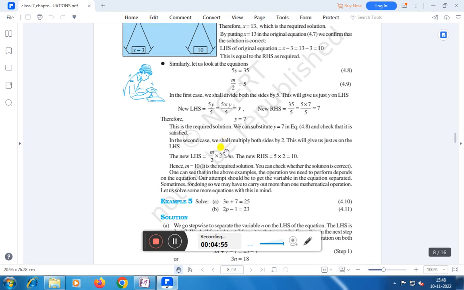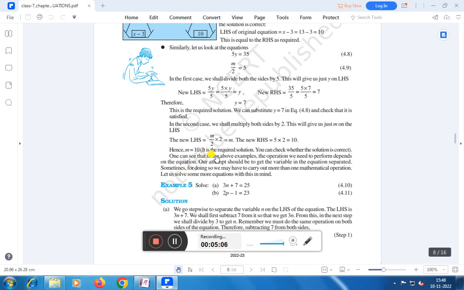In the second case, we shall multiply both sides by 2. This will give us just m on the left hand side, and the right hand side is 5 into 2, which is 10. Hence m equal to 10, it is the required solution. You can check whether the solution is correct. One can see that in the above examples, the operation we need to perform depends on the equation.